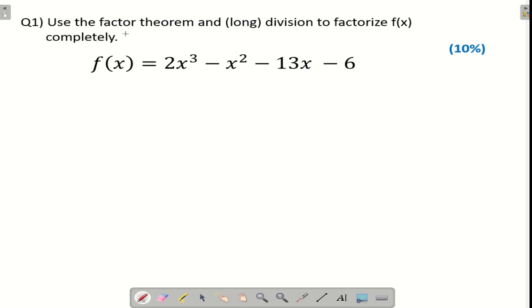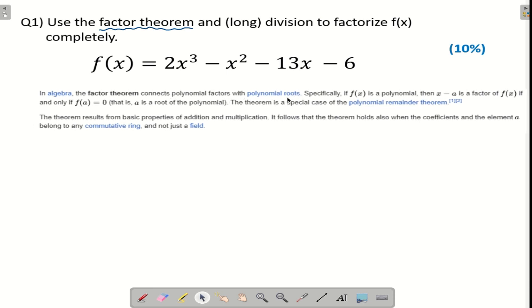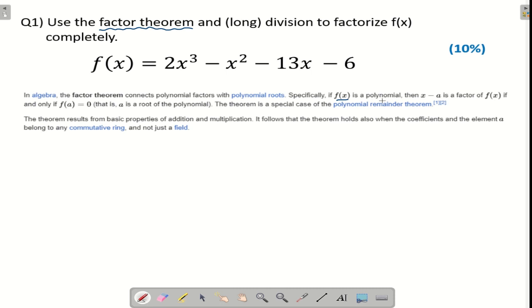First of all, we have to understand what the factor theorem is. Let's go to Google and search for it. After a simple Google search: in algebra, the factor theorem connects polynomial factors with polynomial roots. Especially, if f(x) is a polynomial, then x minus a is a factor of f(x) if and only if f(a) is equal to 0. That is, a is a root of the polynomial. The theorem is a special case of the polynomial remainder theorem.